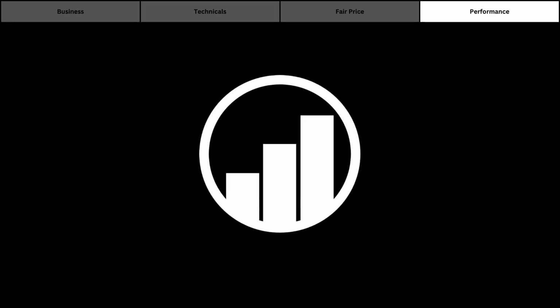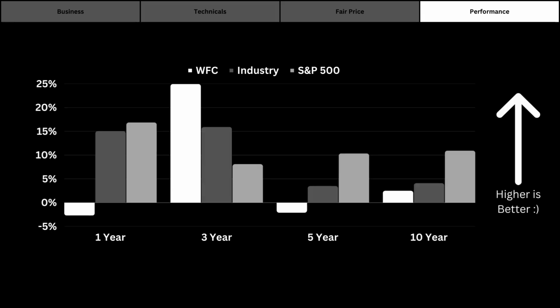Lastly, let's check out performance. Performance. I don't usually put performance as part of my analysis, but it's an interesting thing to show so you can see how today's company, its industry, or the S&P 500 has done over the near term and the long term.